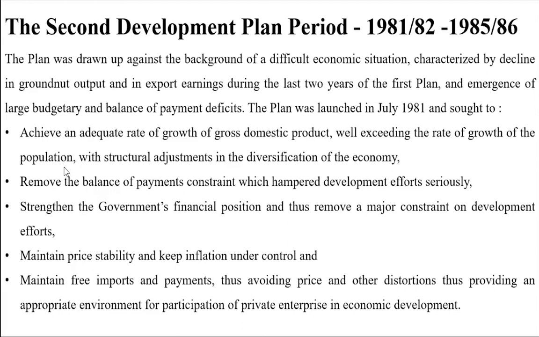The plan was launched in July 1981, and this plan sought to achieve an adequate rate of growth of GDP, to remove the balance of payments constraints, to strengthen the government's financial position, to maintain price stability and keep inflation under control, and to maintain free imports and payments, thus avoiding price and other distortions, and to provide an appropriate environment for participation of private enterprise in economic development.